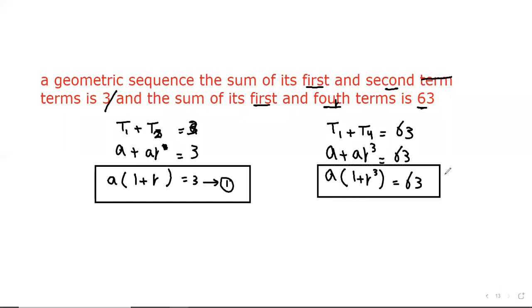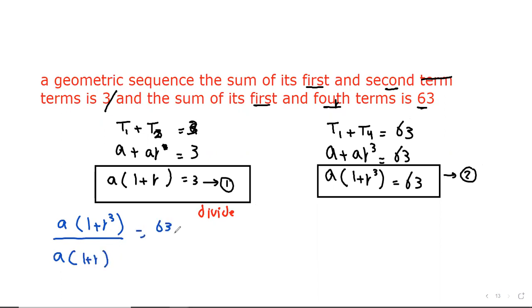So here we have two equations. How can we get R from these two equations? We can get R by dividing the second by the first. So divide 2 by 1. It will be A multiplied by (1 plus R to the power of 3) over A multiplied by (1 plus R) equals 63 divided by 3. Cancel A, and 63 divided by 3 equals 21. So (1 plus R to the power of 3) over (1 plus R) equals 21.